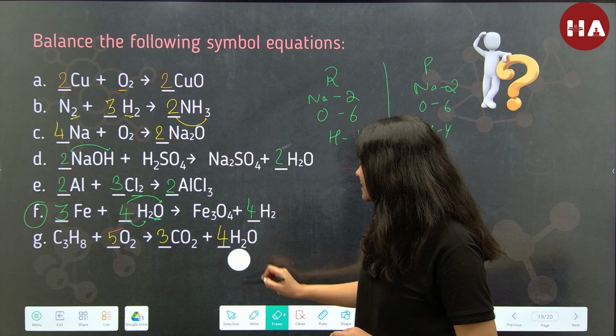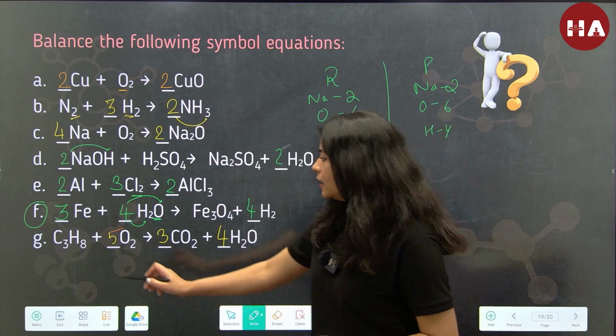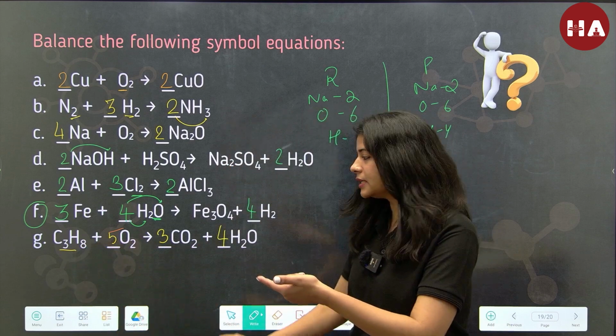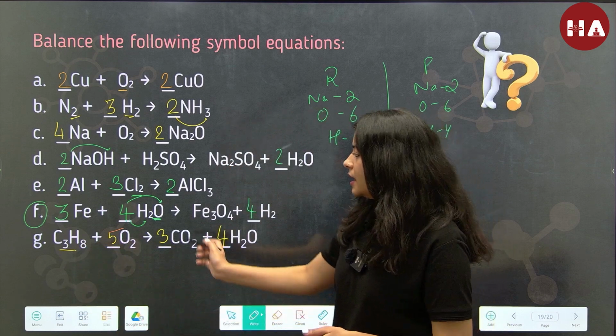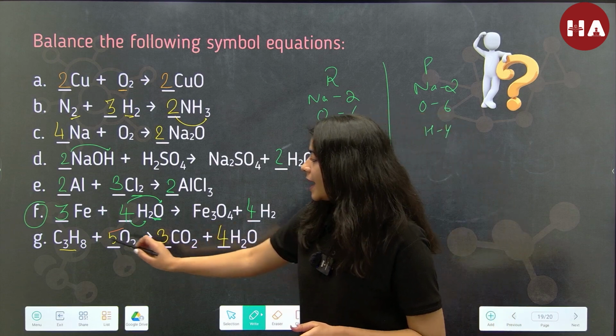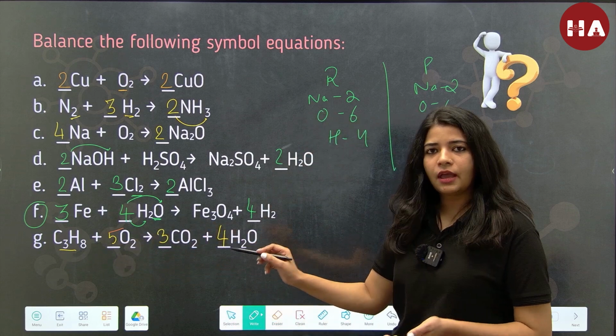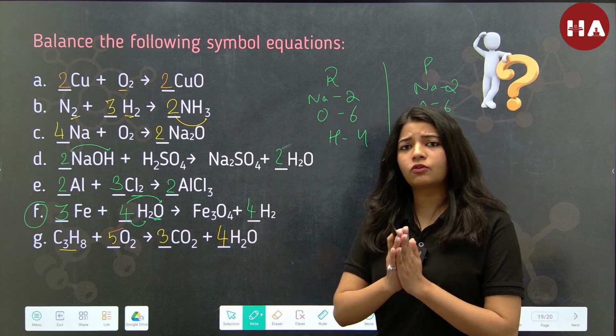Okay, always recheck if the reaction you have balanced is correct or not. Okay, so 3 carbon in the reactant side, 3 carbon in the product side. In the reactant side, 10 oxygen. In the product side, 10 oxygen, and 8 hydrogen in the reactant side, 8 hydrogen in the product side. I hope this is clear. Take a minute, write this thing down.